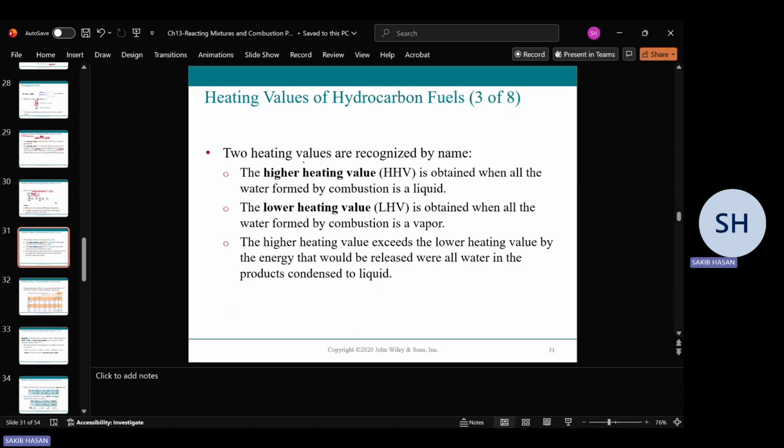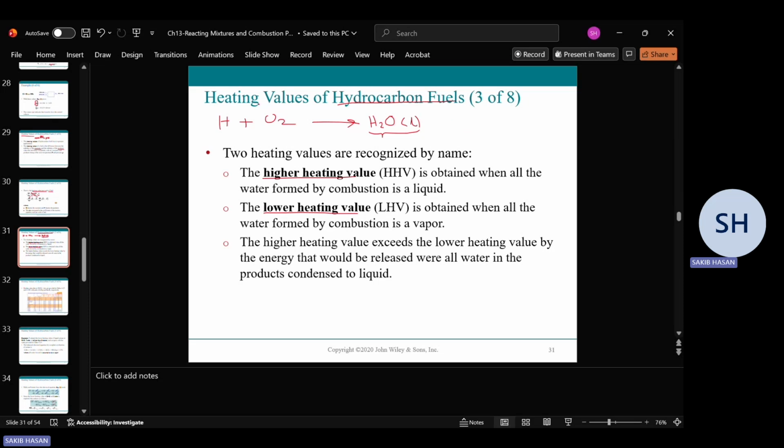Now, there are two different types of heating values. There's the higher heating value and the lower heating value. I want you to recall that for the combustion of hydrocarbons, you have hydrogen reacting with oxygen to form water. Now, in the standard state, water is a liquid. In the previous video, I mentioned what's called a standard reference state or the standard conditions. Under those conditions, water is a liquid.